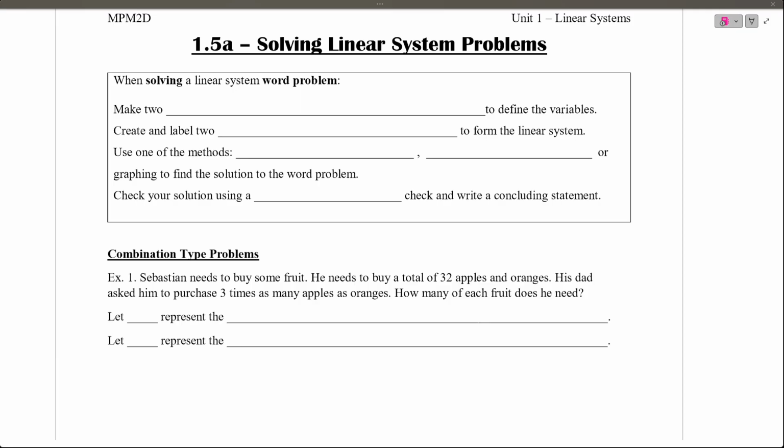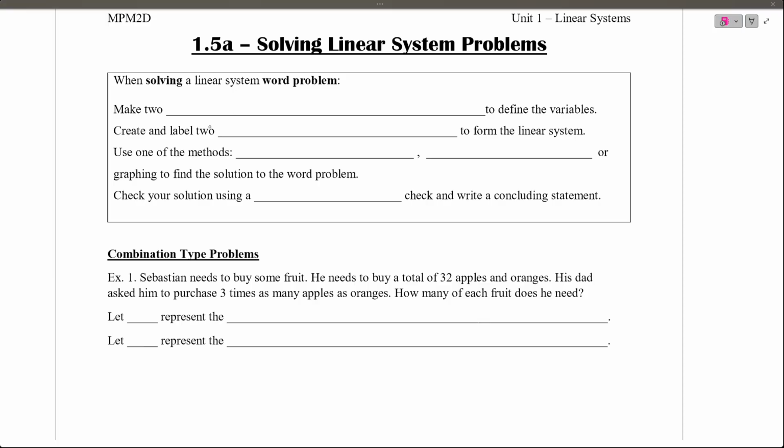Now, that is easier said than done sometimes because you have to really know and understand the language. So if you recall, lesson 1.0 helped us break down all the key words to look for to help us break down the problem and figure out what we're actually trying to solve for. So let's start off with describing our goal here. When we want to solve a linear system word problem.